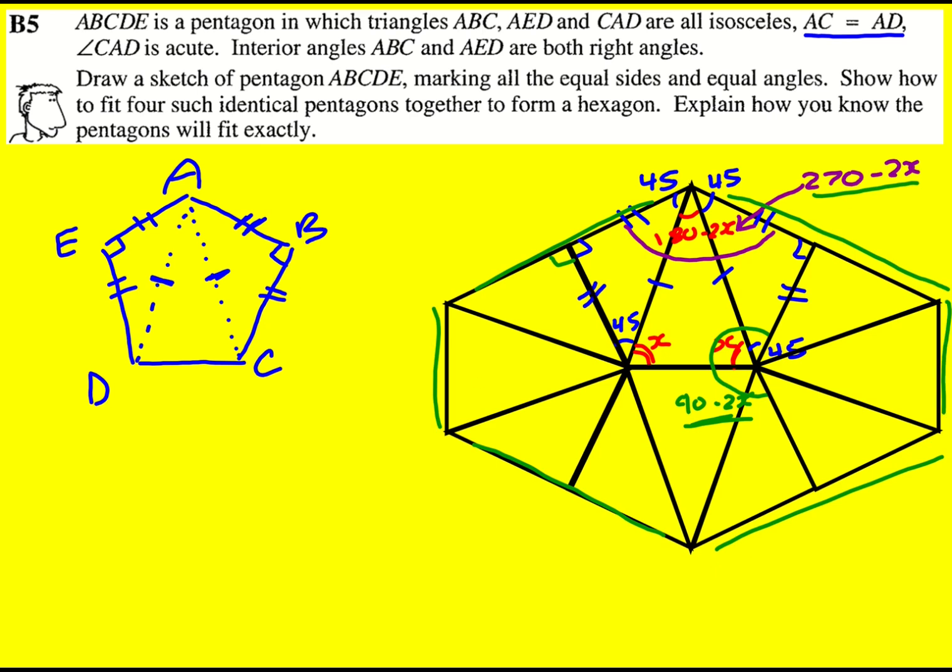So how do we know the pentagons will fit exactly? Well, I've explained it with the angles. So I'd probably write some words about the 90 degrees fitting together, clearly going to give a straight line. And then these positions here are where the pentagons are going to come together, and we're going to get 360 degrees around a point. Okay, well done.